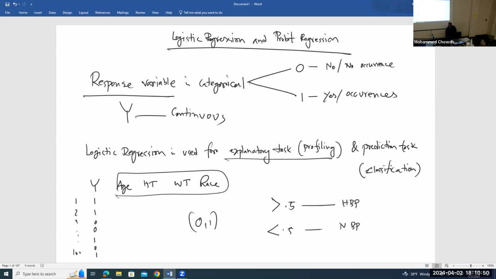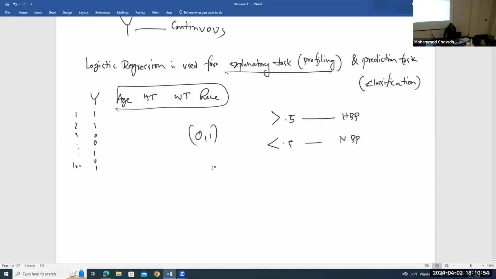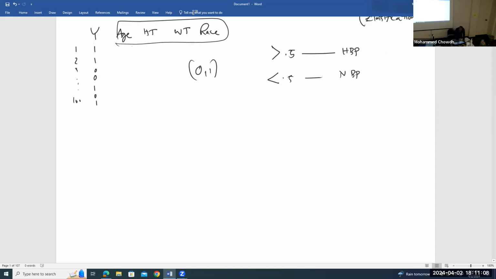Now I discussed two things. Remember, there are a few things I need to mention before going there. What is odds? Suppose there are 100 persons, and 30 are smokers.